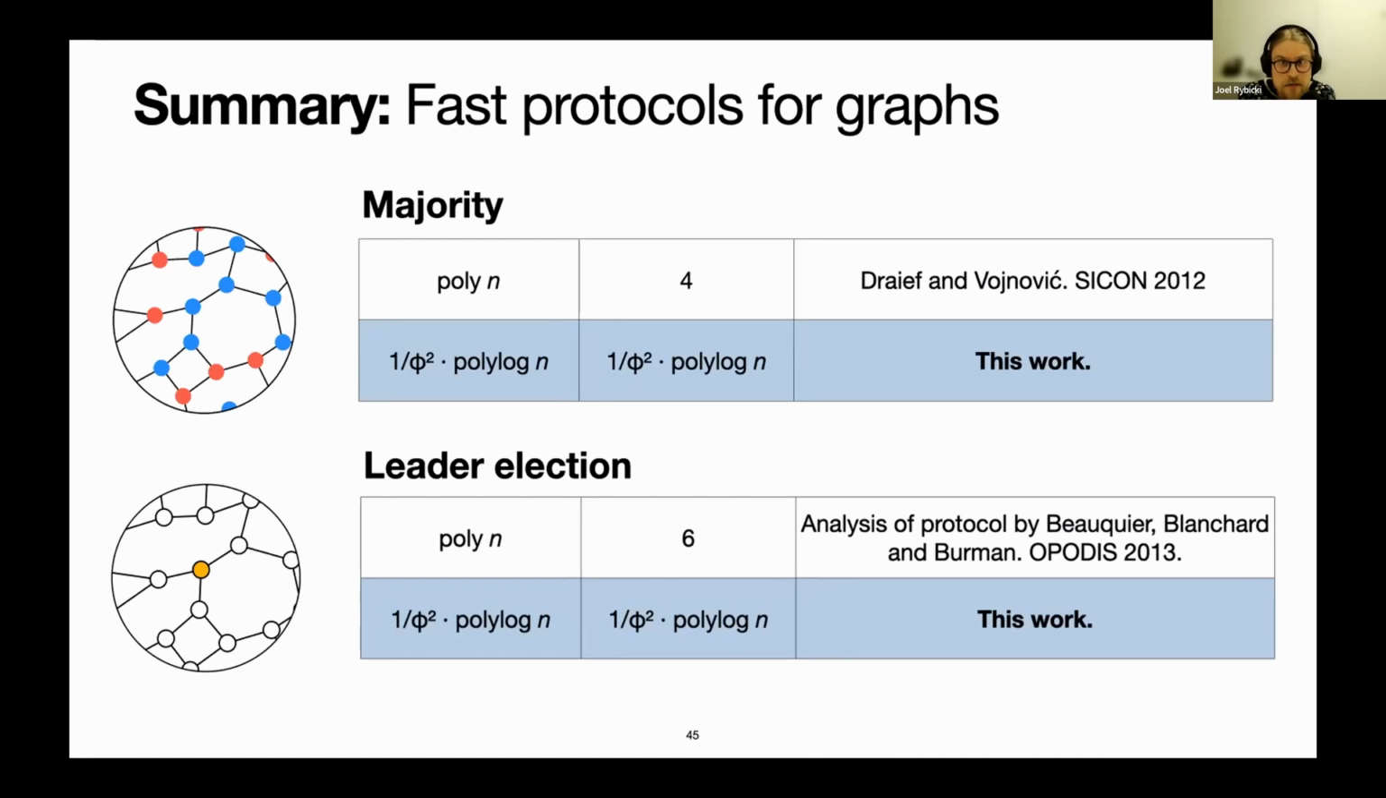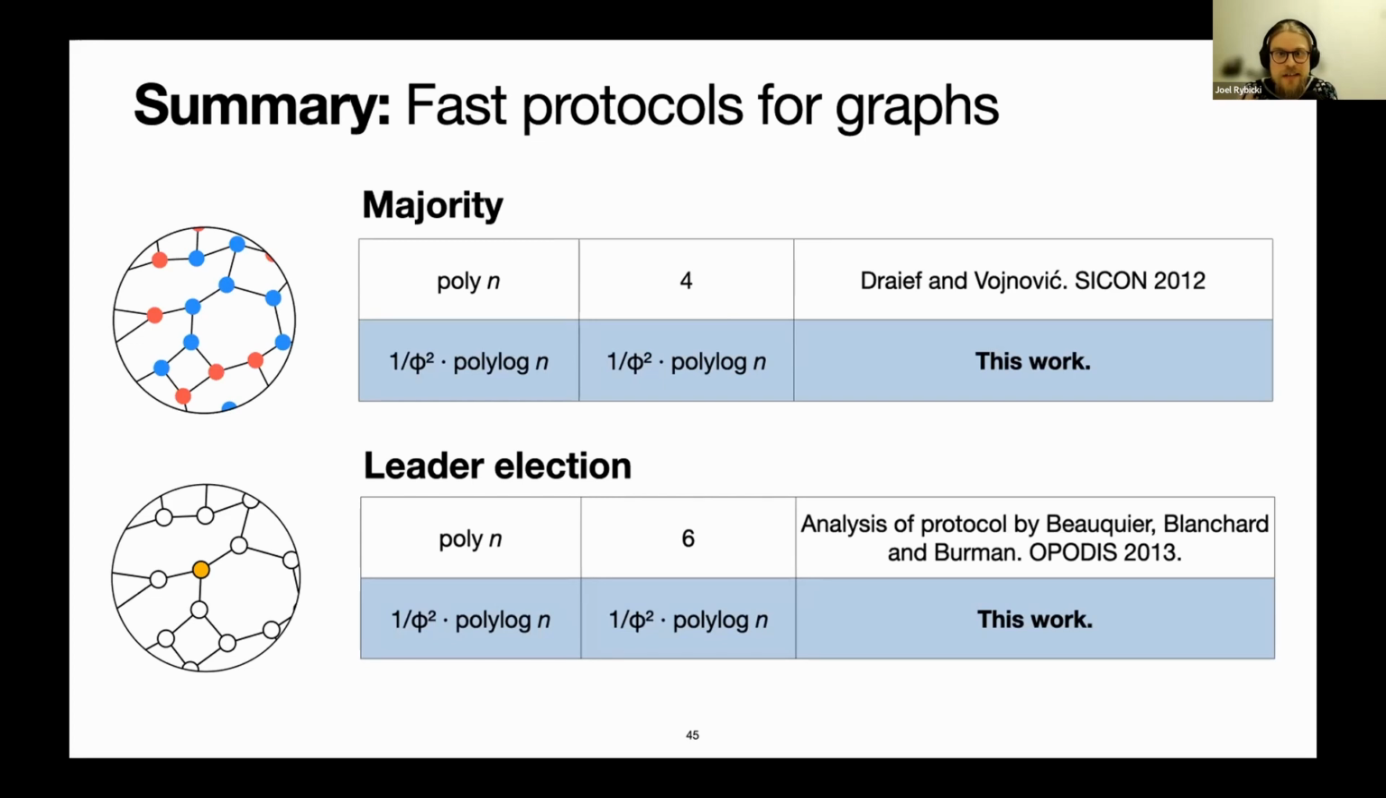So that's how we get upper bounds for majority and leader election on graphs. Our simulation technique is not actually restricted to just these two problems. It's a fairly general framework. Moreover, while our analysis is actually only for regular graphs and assumes that the nodes have access to some random bits as well, it seems quite likely that this general simulation idea can be extended to non-regular graphs as well.